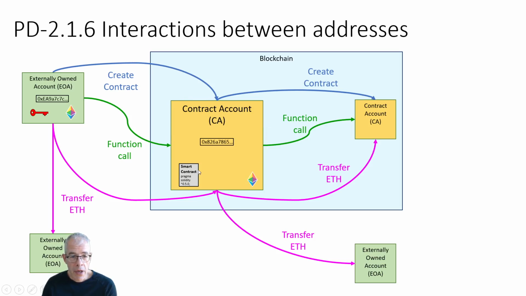Once you have a contract, or you're calling a contract via a function call, then that contract itself can do other functions. It can create another contract, it can also call another contract, and it can transfer ETH to another contract. And it can also transfer ETH to another externally owned account. So a lot of combinations are possible, but it always has to start with a green one, an externally owned account.